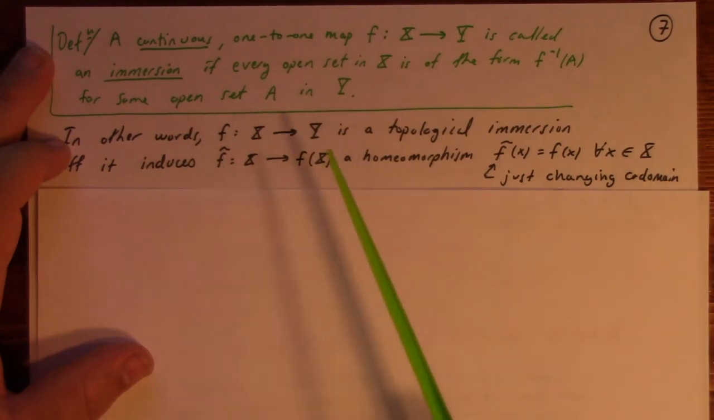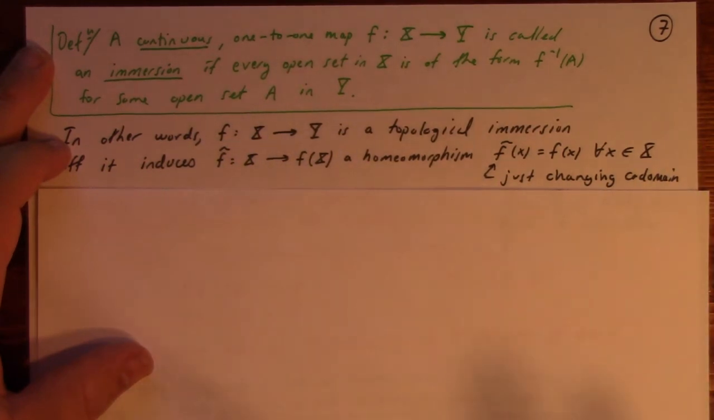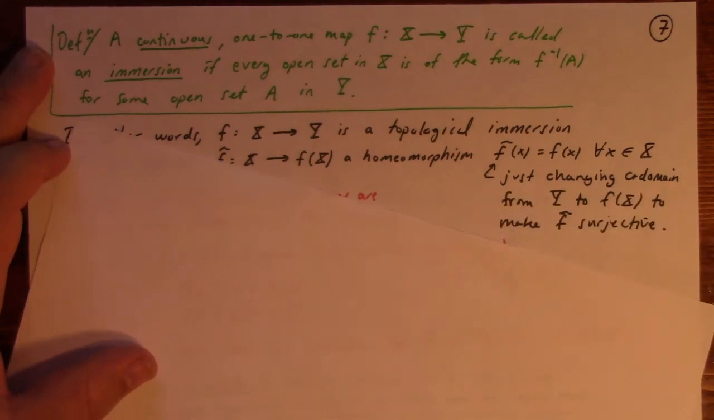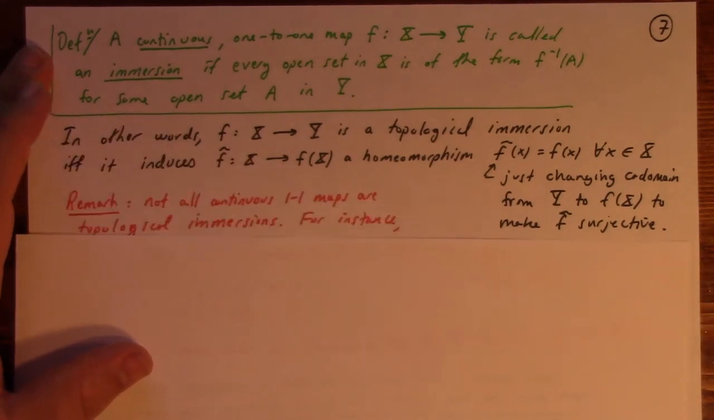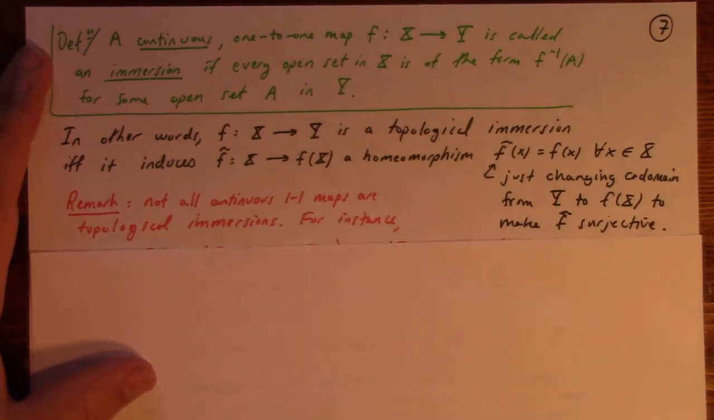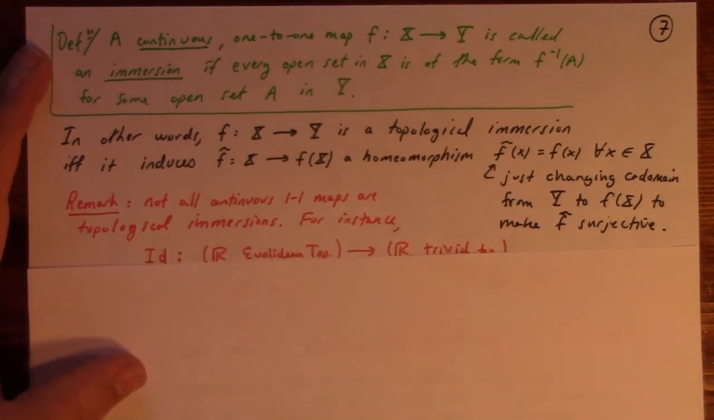I don't always use tilde to mean the same thing. I'm just saying it's technically a different letter. Just changing the codomain from Y to F of X to make F tilde surjective. And so you've got one-to-one, you've got onto, and it's continuous. Therefore, it's a homeomorphism, because the inverse is also continuous in this context.